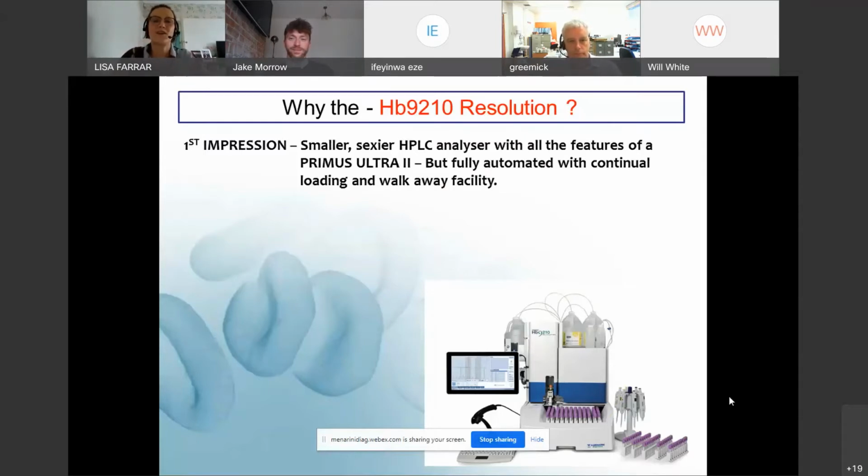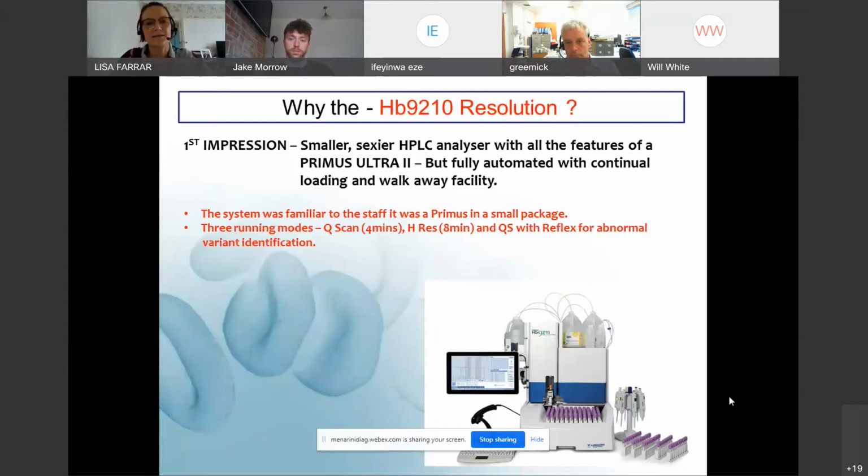It's smaller, it's a sexier HPLC analyzer with all the features of a Primus Ultra 2. But it was fully automated with continual loading and walk-away facility. The system was familiar to the staff. It was a Primus in a small package, so it has aided in the training and ongoing training of new staff on the analyzer.